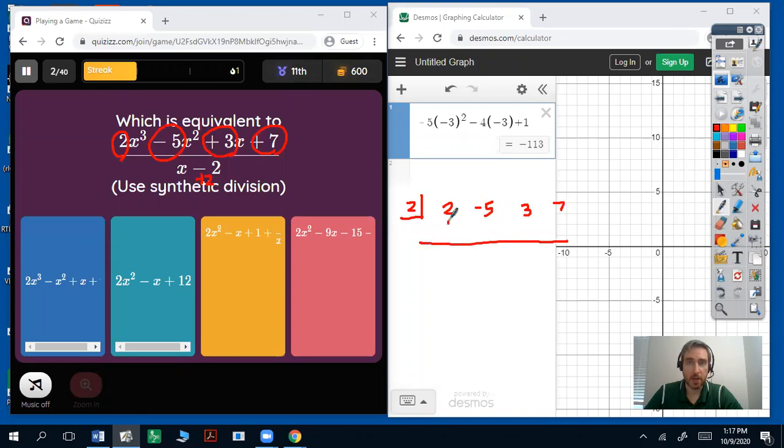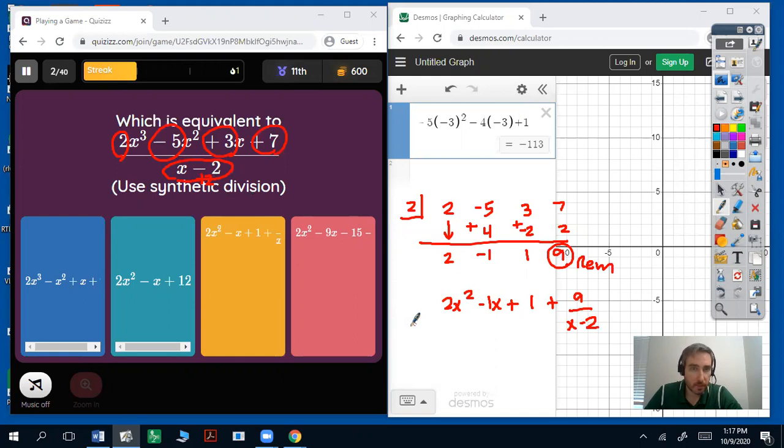Remember, we're going to bring down the first one, multiply, add down, multiply, add down, multiply, and add down. So there'll be a remainder. This is going to be 1. This is going to be -1x. This is going to be 2x squared. So you write 2x squared minus 1x plus 1 plus 9, and the 9 goes over your divisor, which is x minus 2.